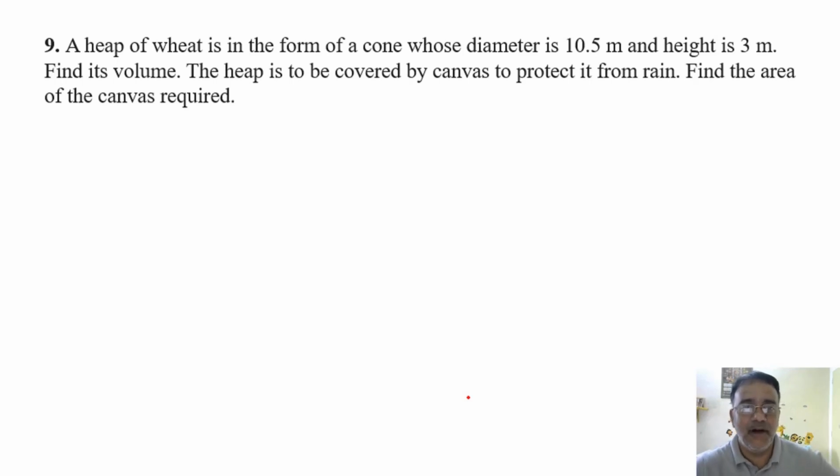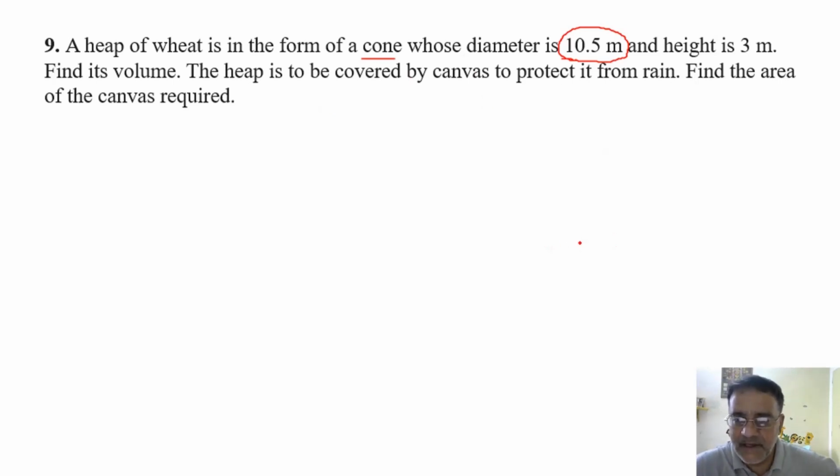A heap of wheat is in the form of a cone whose diameter is 10.5 meter and height is 3 meter. Find its volume. This is the first part. Now the heap is to be covered by canvas to protect it from rain. Find the area of the canvas.